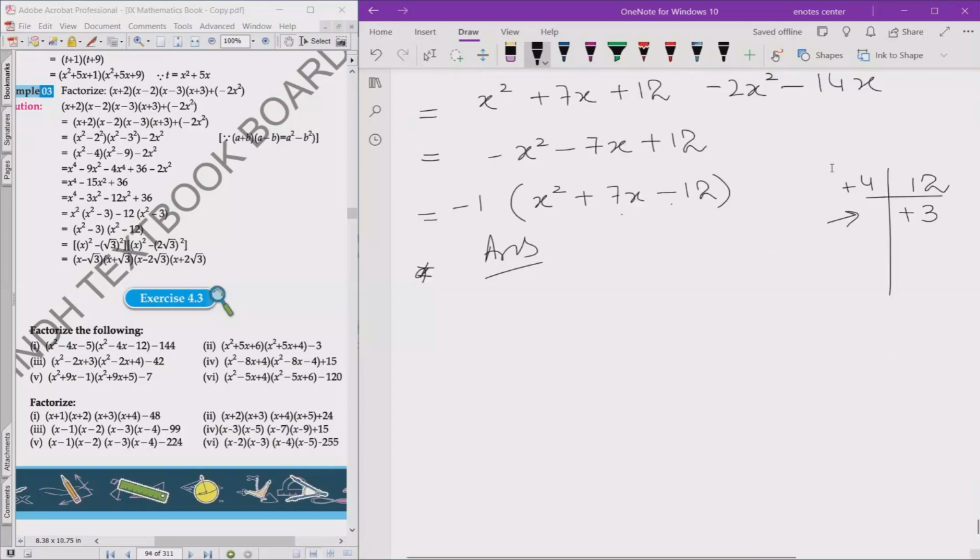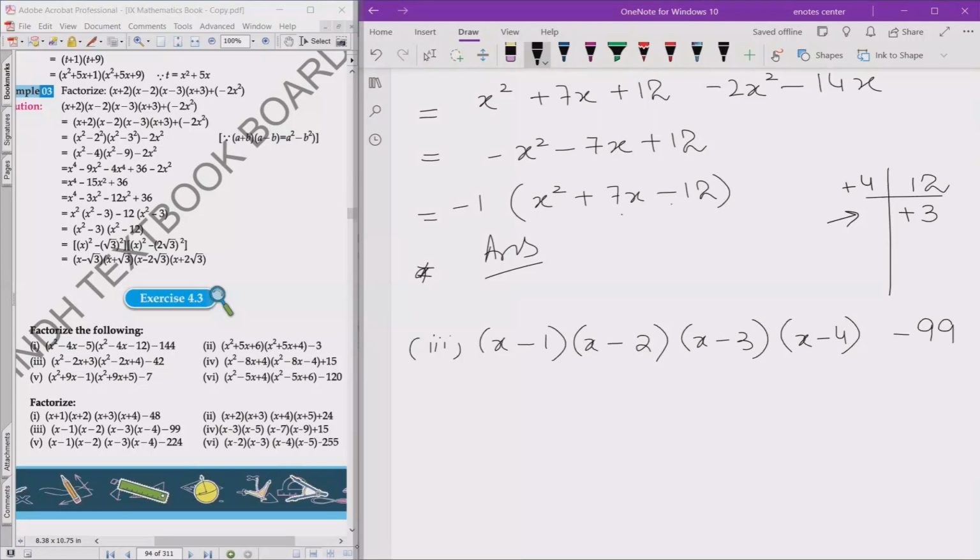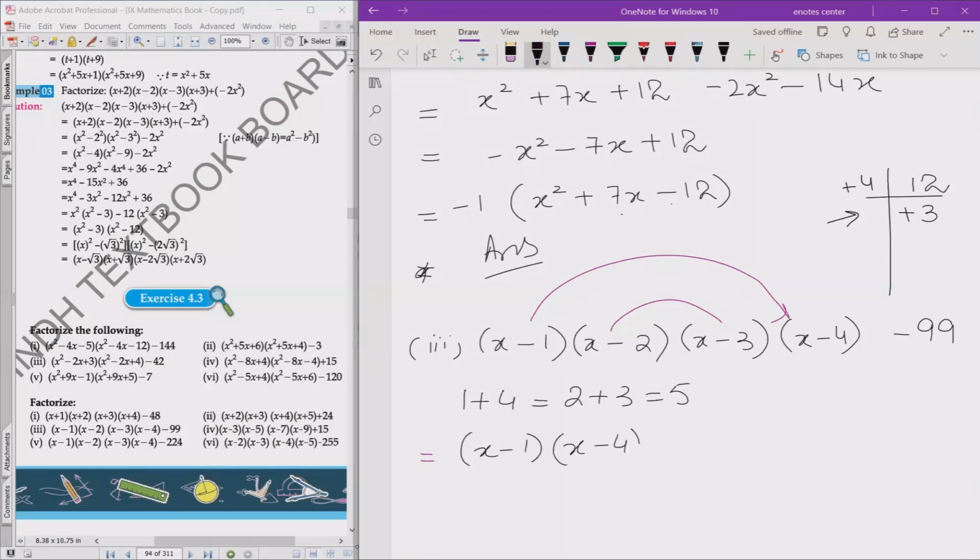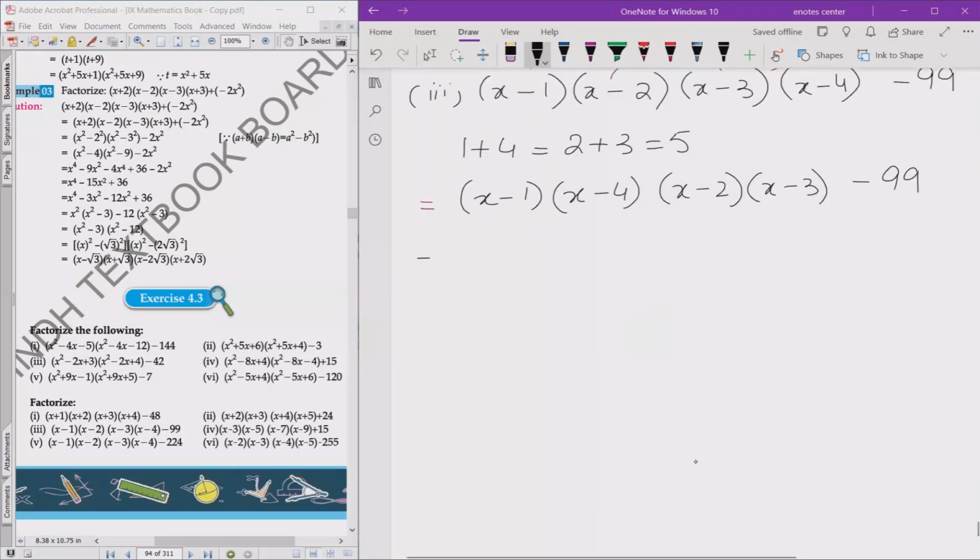So now we have question number 3, part 3, which is x minus 1, x minus 2, x minus 3, and x minus 4, minus 99, right? And now we will check again: 1 plus 4 is 5, 2 plus 3 equals 5. So we will make pairs by arranging these terms. So first we will arrange these terms like x minus 1, x minus 4, and x minus 2, x minus 3, minus 99, right?